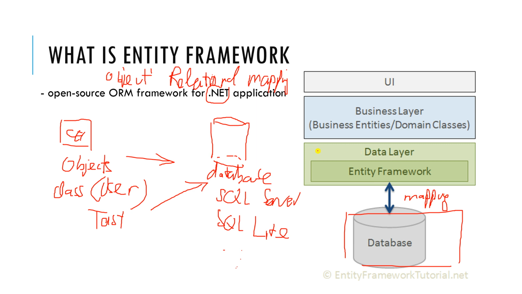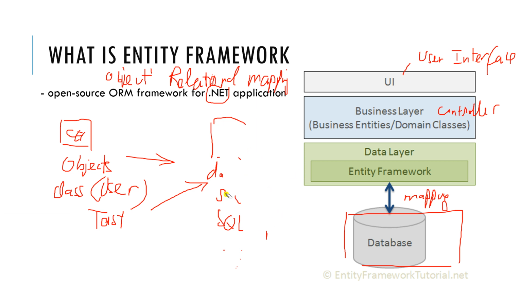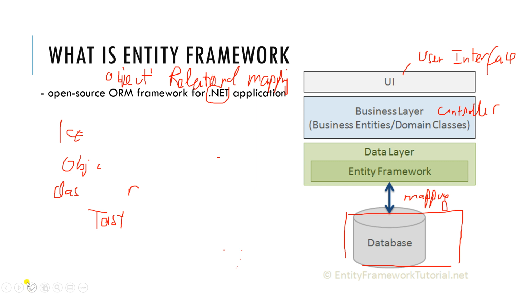And that is the data layer, and the middle is the business layer, or another name is controller. And the top one is the UI, or user interface. From now, we will divide our program into three layers, or three tiers. Layers is the better name. It has three layers: the first layer, the second layer, and the third.